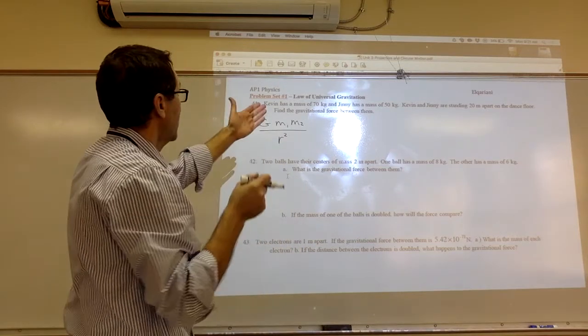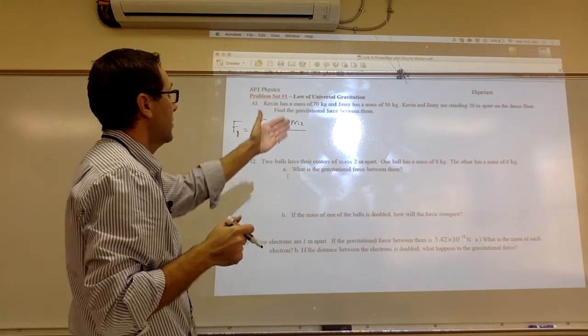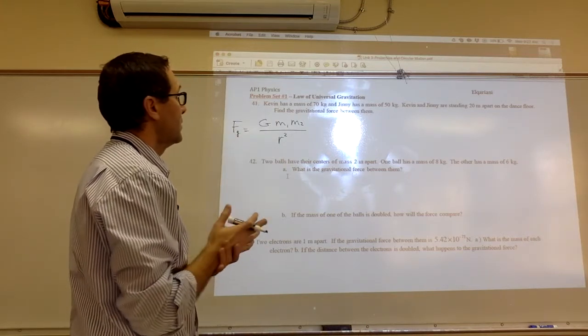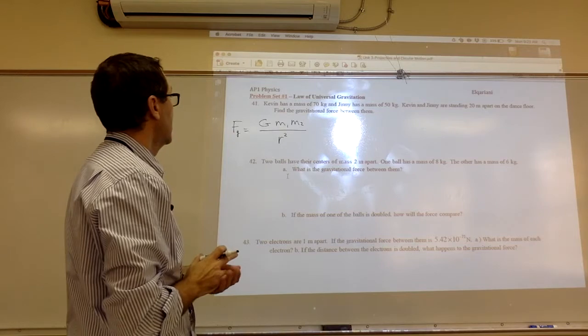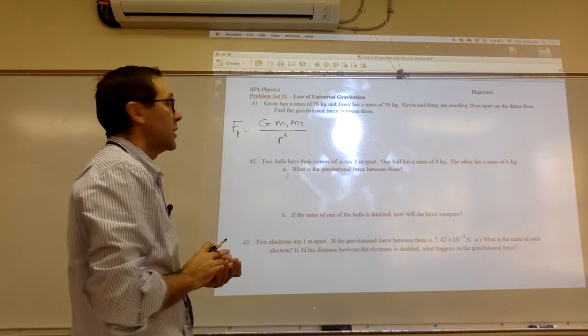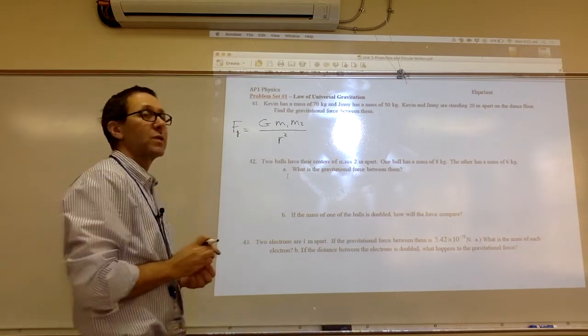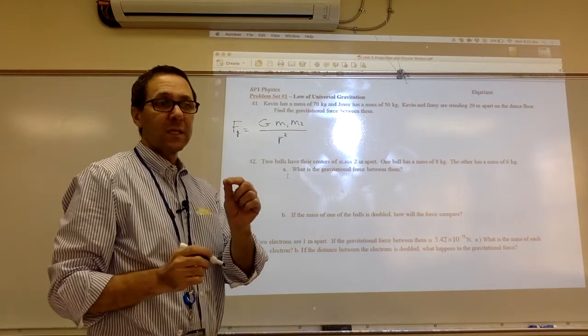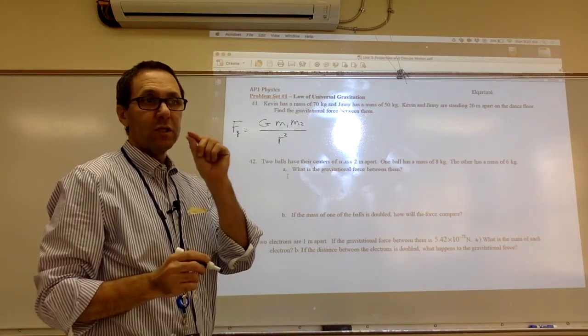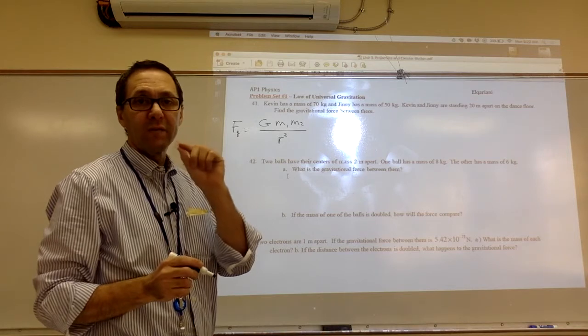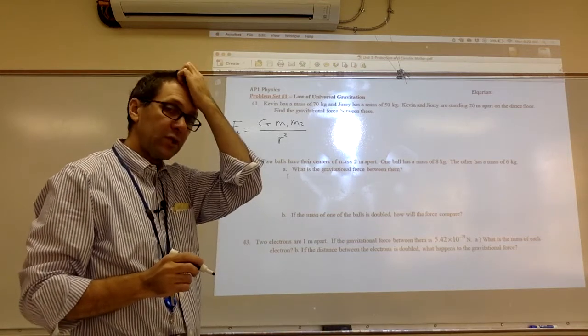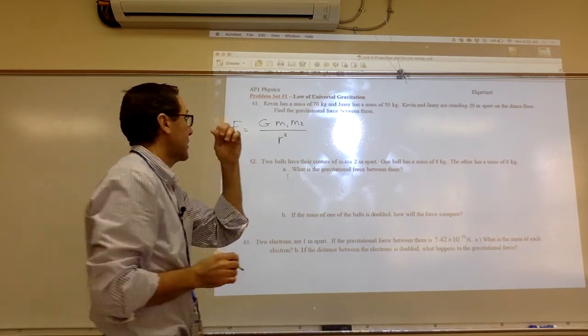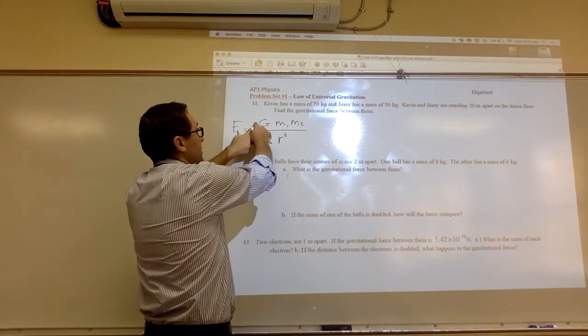Kevin has a mass of 70 kilograms. Jenny has that mass. They're standing on the dance floor. They're 20 meters apart. Find the gravitational force between them. Now, if you do the math here, you should find it to be extremely small. And the problem is that it's because of that 10 to the negative 11 for the G, for the constant of universal gravitation.